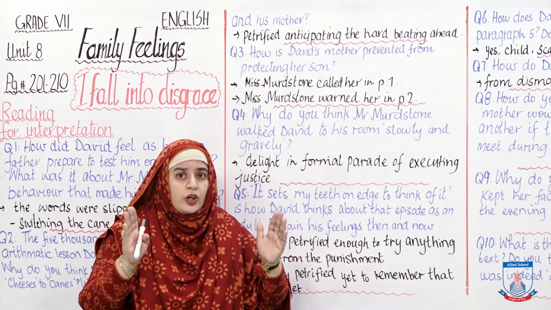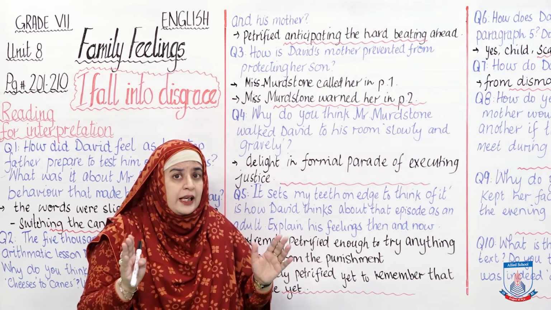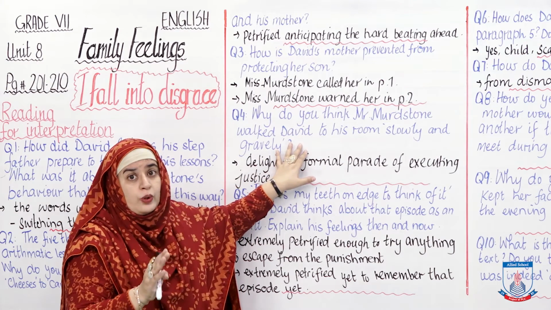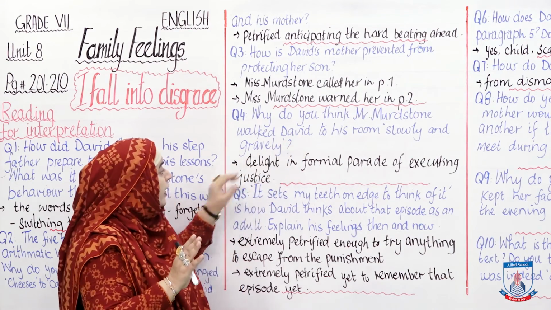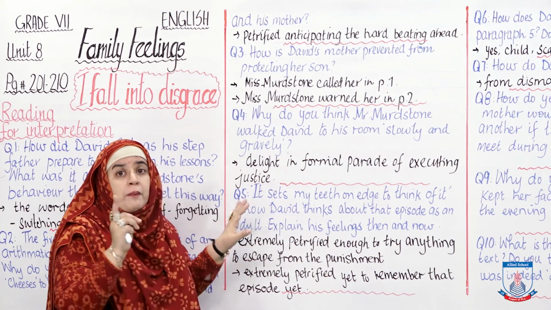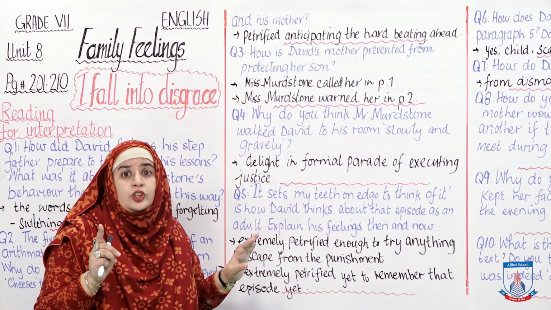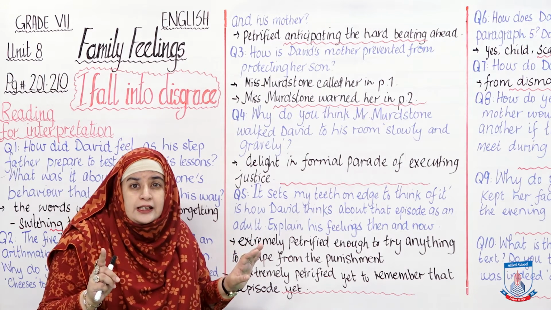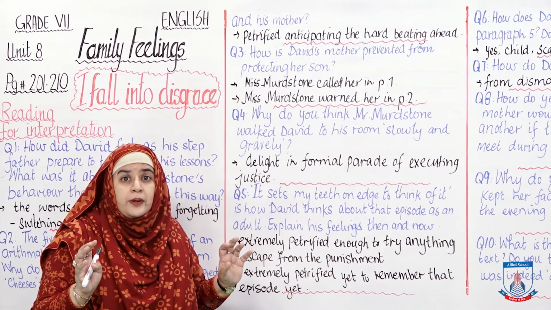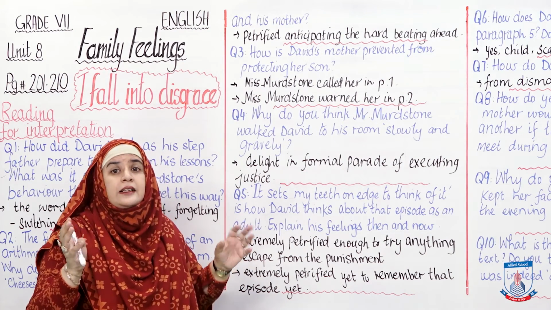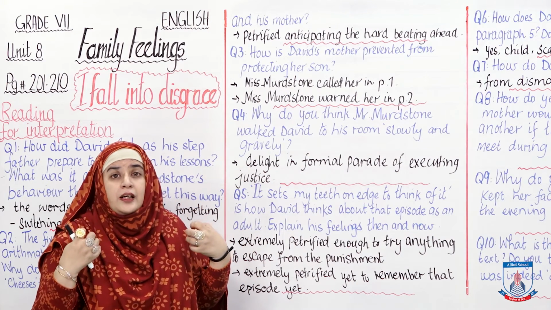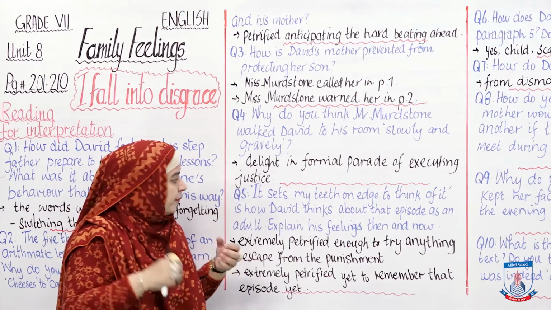So in order to complete phrase it out, I will say that Mr. Murdstone walked David to his room slowly and gravely because he was having delight in the formal parade of executing justice. He was content with the idea that he was going to beat David up. He was happy and relaxed and getting all the energy from anticipating how he is going to beat David up.